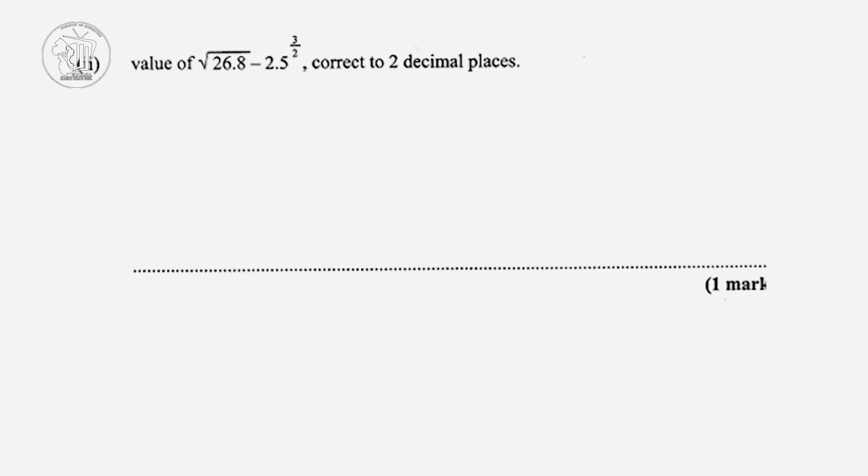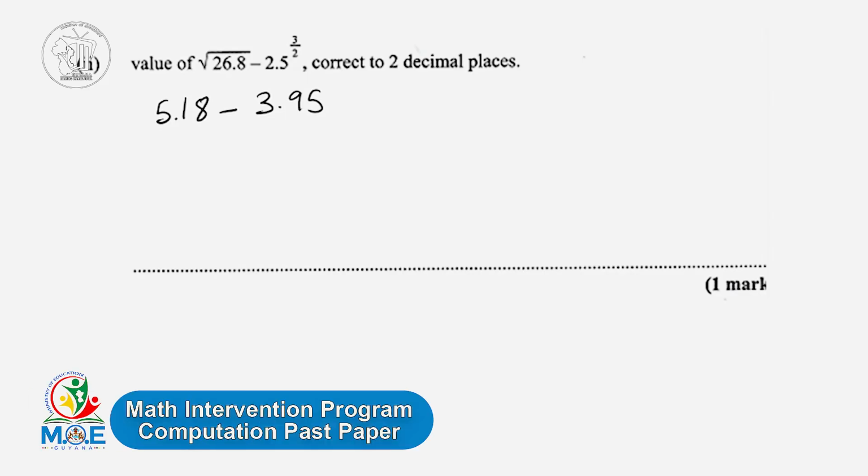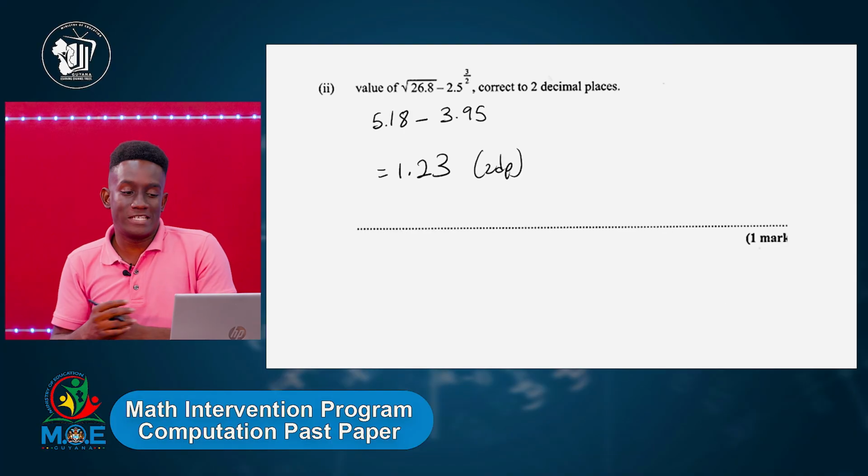Let's work out this piece first. When we take the square root of 26.8, that gives us 5.176, so we can just use 5.18. Then 2.5 raised to the 3 over 2, which is the same as 1.5, gives us 3.95. And then 5.18 subtract 3.95 gives us 1.23 correct to 2 decimal places. And that is the answer for this question.